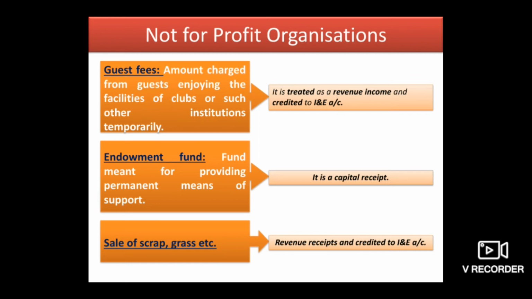Then sale of scrap, grass, etc. It is like sale of old newspapers, sale of waste, scrap, etc. These items are a small amount and they are not considered as an asset, so it is to be treated as revenue receipts and credited to income and expenditure account.